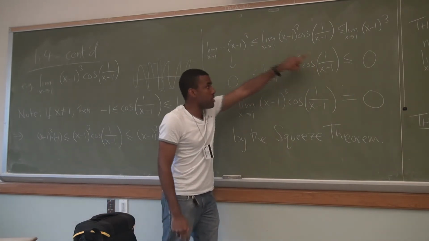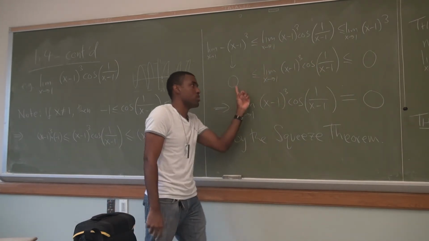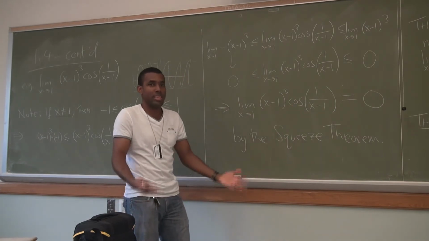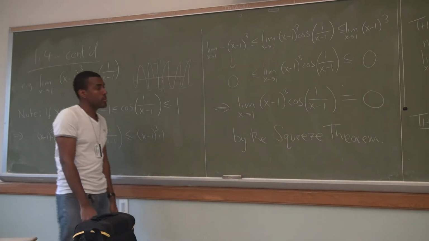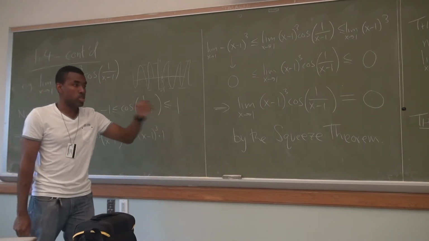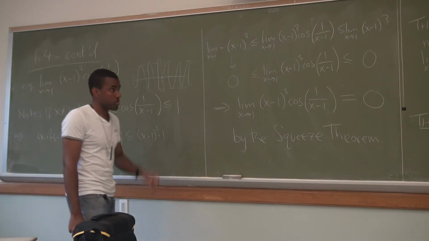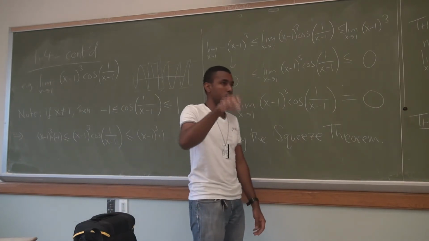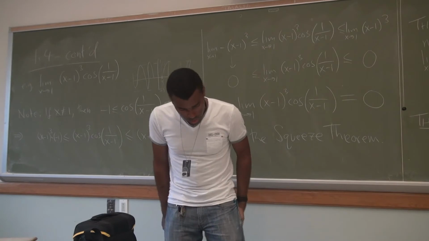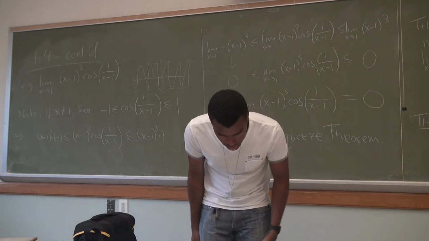So this limit, if it exists, whatever the answer is, it has to be between 0 and 0, and in order for that to happen, it has to actually be 0. So this limit is actually equal to 0, and we use the squeeze theorem to determine this, because algebraically canceling stuff just didn't work. So it's just another trick you can use sometimes.